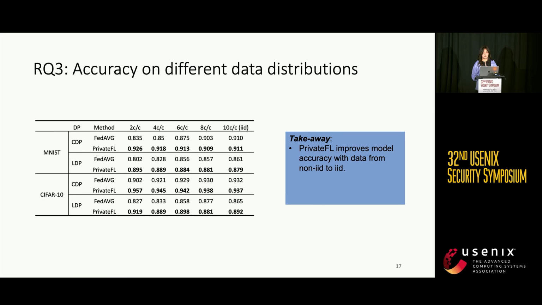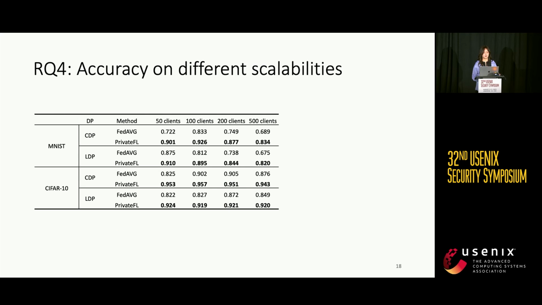And the third research question is the accuracy improvement on different data distributions. We observed that our method can improve the model's accuracy with data from non-IID distribution to IID distribution. And second, we find that the accuracy improvement on non-IID distribution is larger than that under IID distribution. The reason is that our method can not only reduce the heterogeneity for DP, but also reduce the heterogeneity of the data itself if there is some heterogeneity.